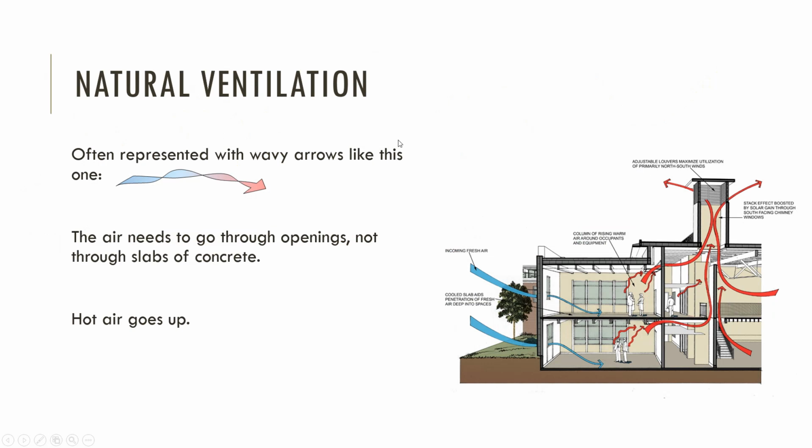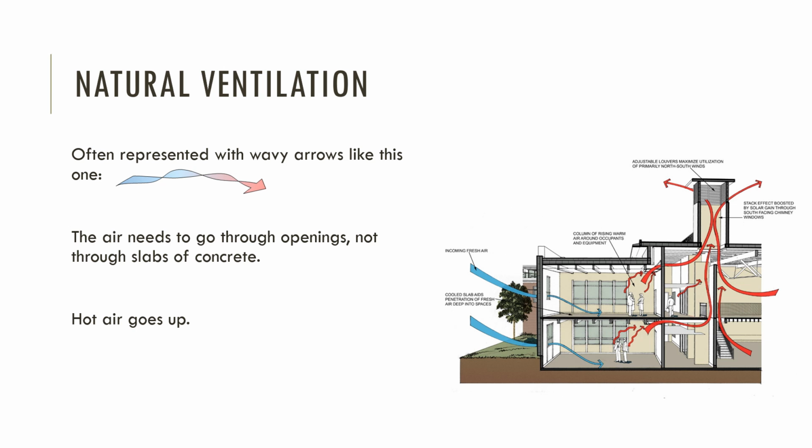Natural ventilation is often represented with wavy arrows. Natural ventilation is ventilation with natural movement of the air. You're not using a fan, and therefore it's called natural ventilation, as opposed to mechanical ventilation. If you're using natural ventilation, the air will enter the building and be heated by people, and then the air will rise up. The air, when it gets hotter, always goes up.